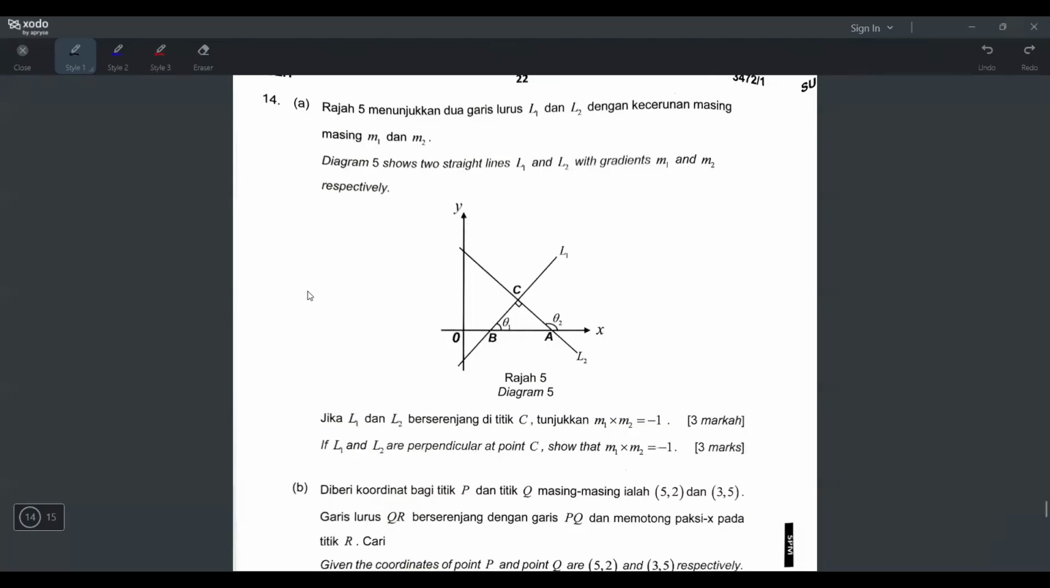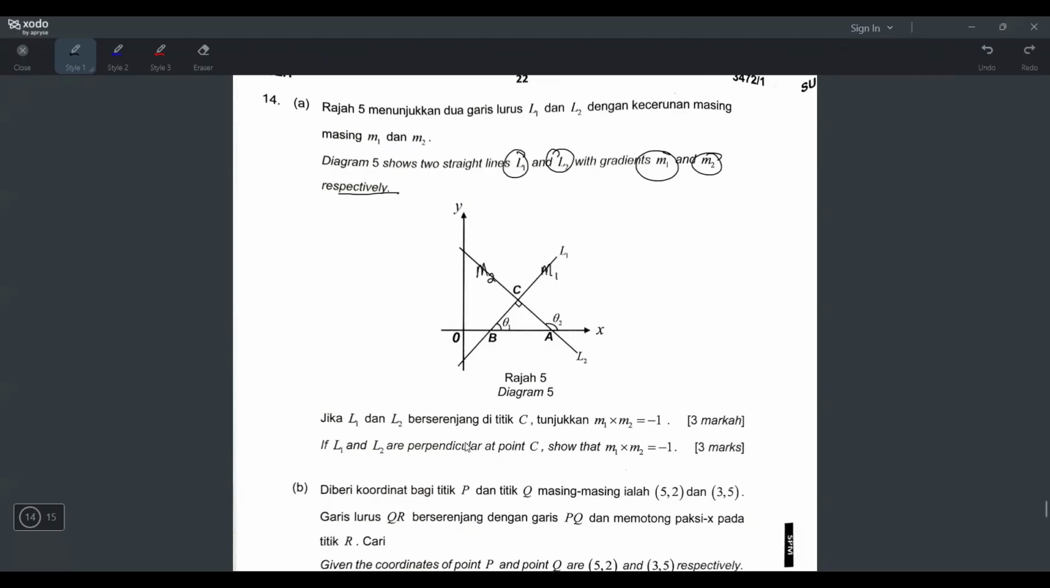Okay, let's continue with question number 14. Let's read. Diagram 5 shows two straight lines L1 and L2. So there are two lines, L1 and L2, with gradients M1 and M2 respectively. So the gradient of this line is M1 and the other one is M2. And keep in mind they are perpendicular because they put 90 degrees here.